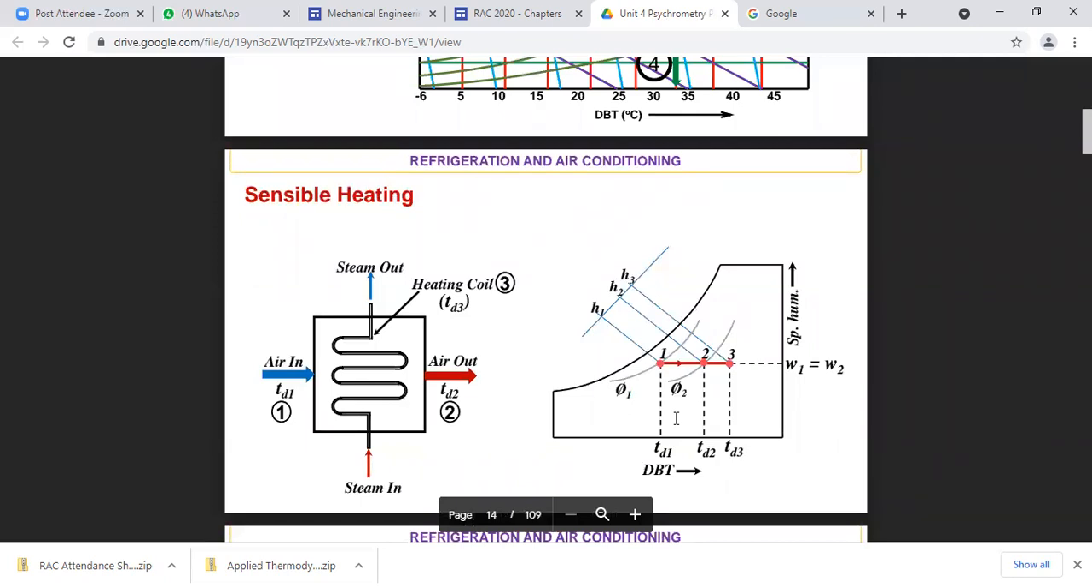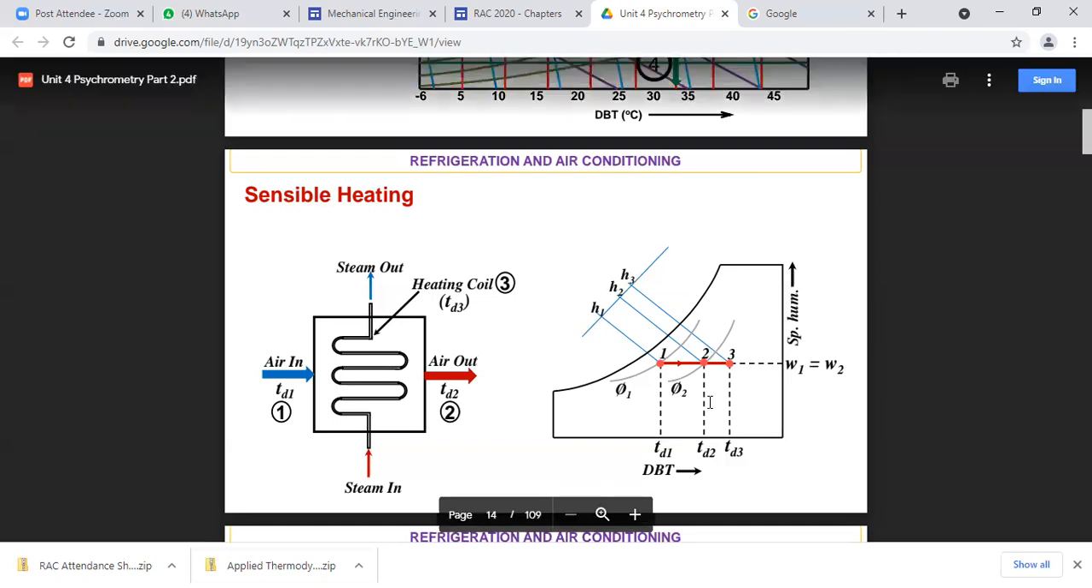In sensible heating, we mean adding heat to the air, which raises the temperature of the air, and no moisture is added or removed. So the vapor content, or the specific humidity, remains the same. You can observe the specific humidity remains the same. In this case, the dew point temperature also remains the same. The wet bulb temperature, however, has increased, and the relative humidity has decreased.